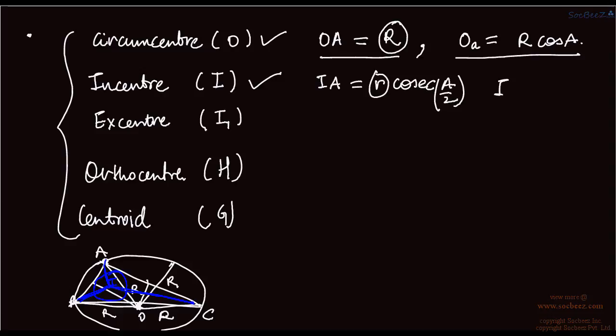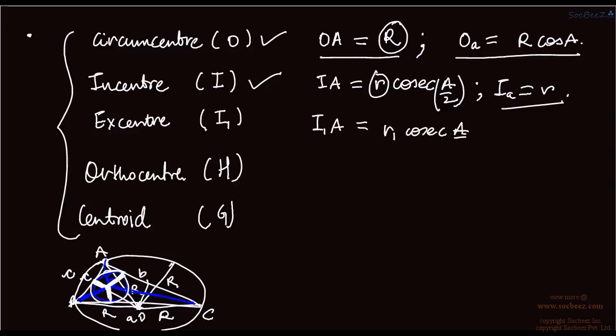Fine. And the distance of I from side a, where this is small a, small b, and small c, will be equal to r, of course, because this is the radius of the incircle. So that's why the distance is r. And then for the excenter, I1A is equal to r1 cosec A by 2. You just learned it.